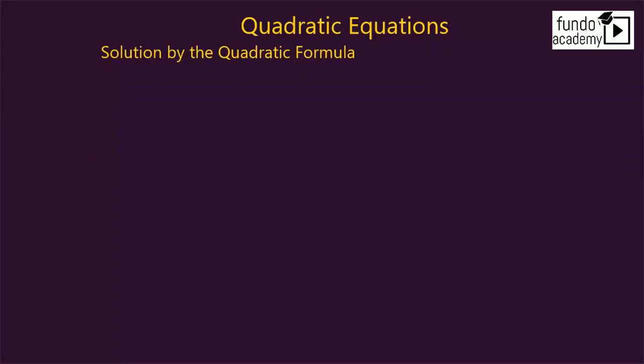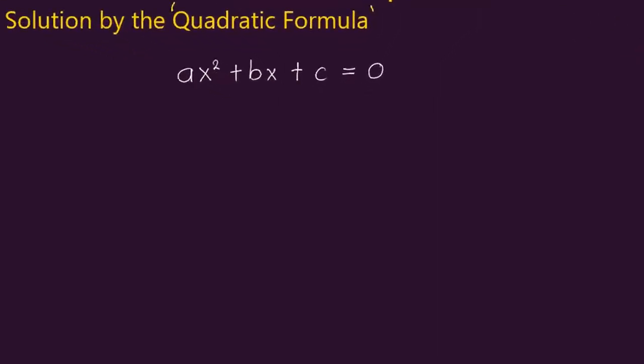The third method that we're going to learn, which will help us to solve quadratic equations, is the method of using the quadratic formula. So in this video we're going to be learning how to derive the quadratic formula from the general quadratic equation ax squared plus bx plus c equals 0. We're going to be using the method of completing the square to make the value of x the subject, so that we can come out with what we call the quadratic formula.